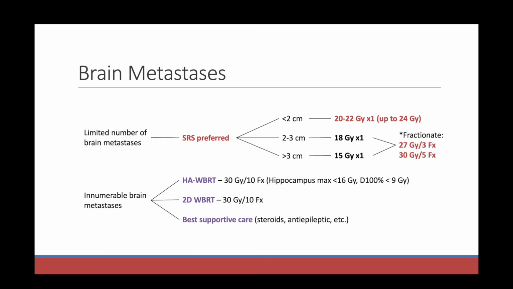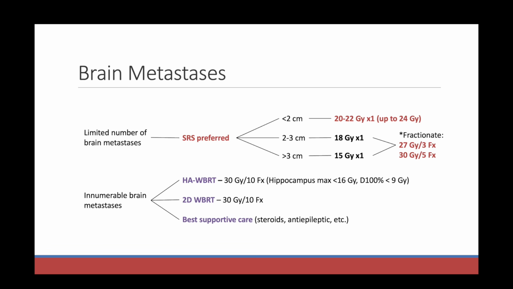For patients that have innumerable brain metastases, or for example, patients with small cell lung cancer that have a number of brain metastases, there are some options. So we can do hippocampal avoidant whole brain radiotherapy, where we do 30 gray in 10 fractions. You try to limit your hippocampus max to 16 gray and try to keep the 9 gray isodose line from encompassing your hippocampus. So that's the dose to 100% of the hippocampus is less than 9 gray.